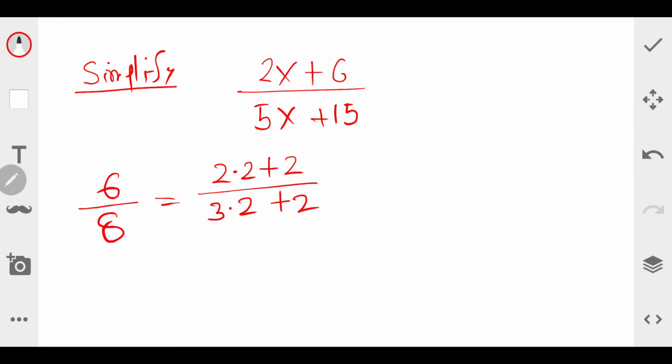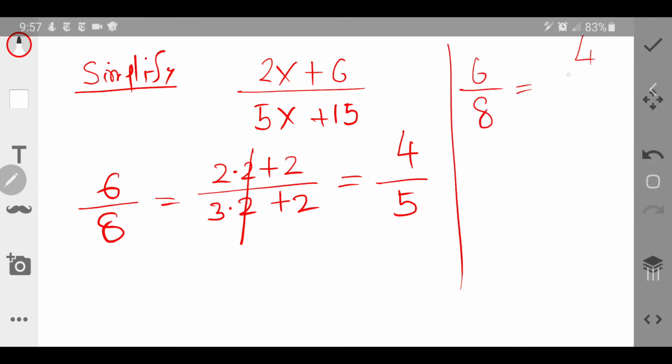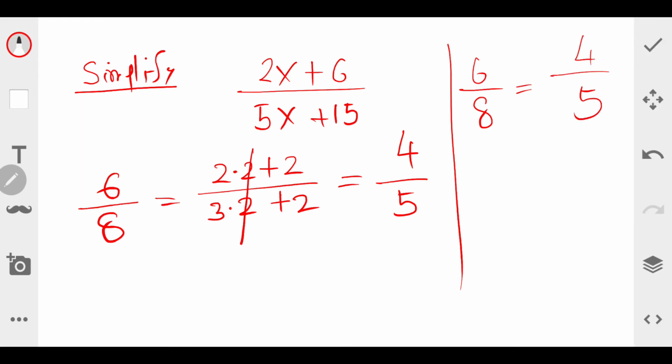Now, can I cancel the 2's here? Okay, let's see. I can cancel the 2. Let's see what happens if I cancel the 2's. If I cancel the 2's, I have 2 plus 2, which is 4, and 3 plus 2, which is 5. Okay, so I'm getting what? I'm getting 6 divided by 8, and I'm getting 4 divided by 5. Are they equal?